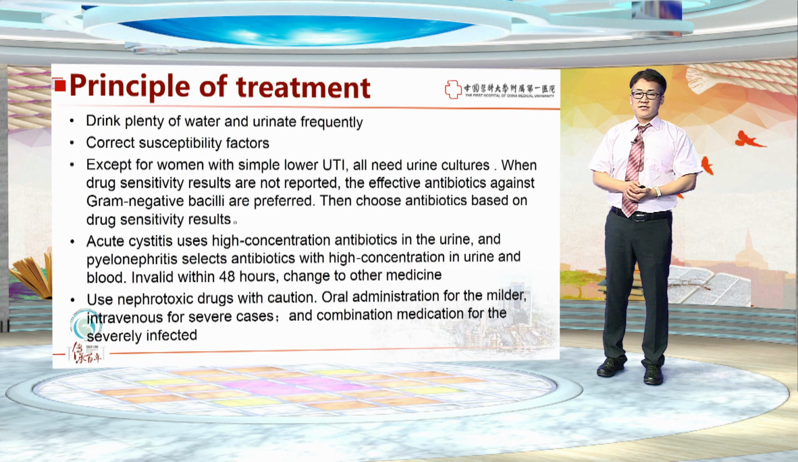Acute cystitis uses antibiotics with high concentration in the urine, and pyelonephritis selects antibiotics with high concentration in urine and blood. If ineffective within 48 hours, change to other medicine. Use nephrotoxic drugs with caution. Oral administration for the milder, intravenous for severe cases, and combination medication for the severely infected.